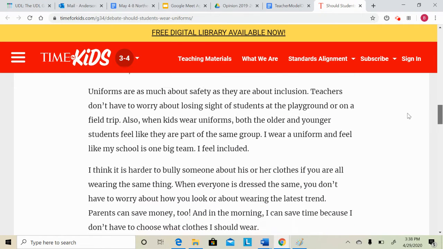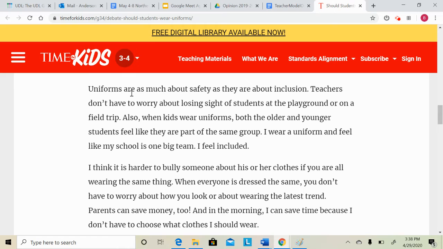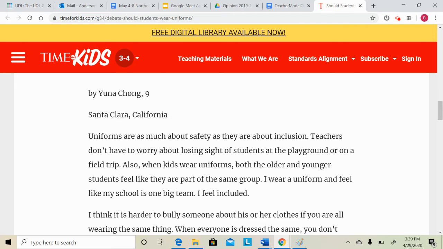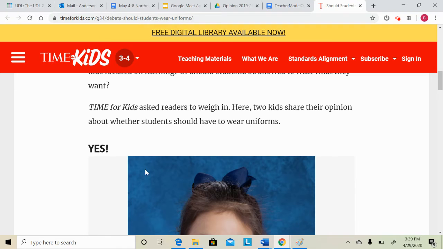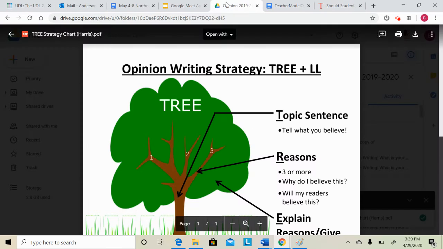Uniforms are as much about safety as they are about inclusion. Teachers don't have to worry about losing sight of students at the playground or on a field trip. Also, when kids wear uniforms, both the older and younger students feel like they are part of the same group. I wear a uniform and feel like my school is one big team. I feel included.